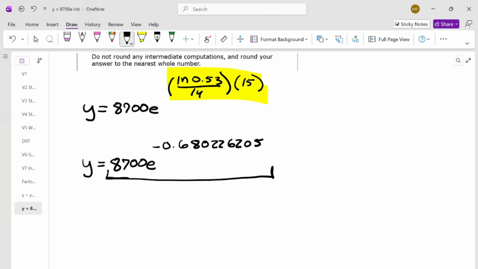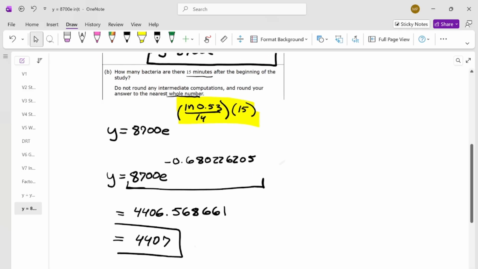And we end up getting this is equal to 4,406.568661. And in the problem, it says round your answer to the nearest whole number. So we're going to round this to 4,407. And that should be our answer.